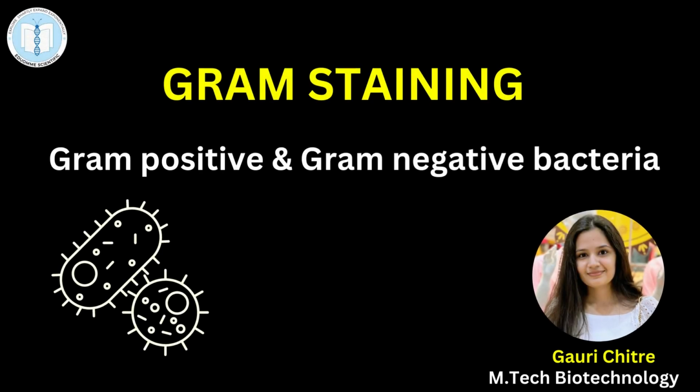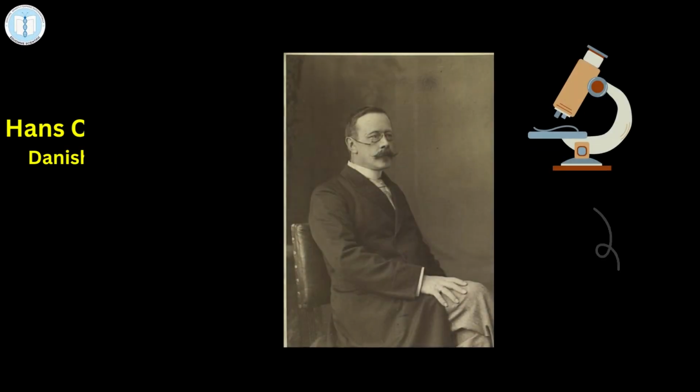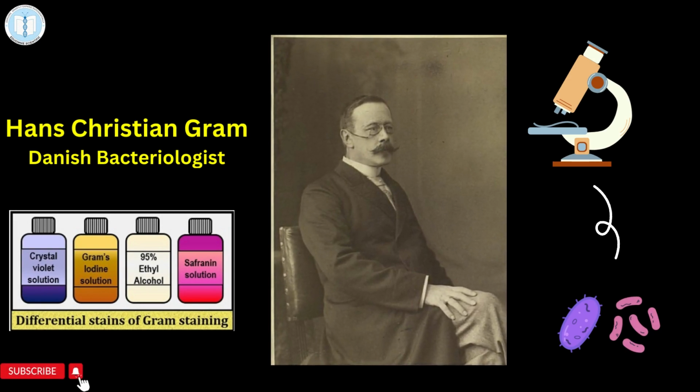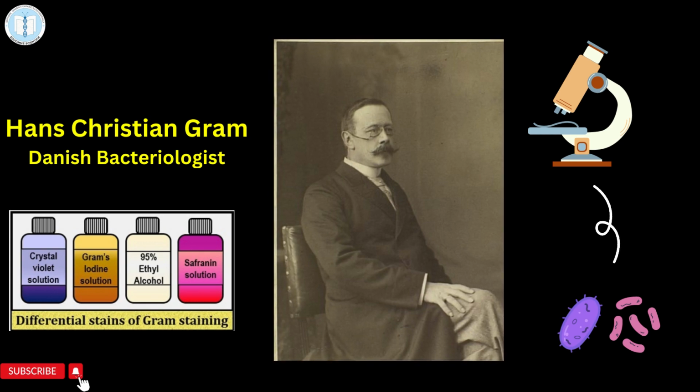In this session, we will be exploring gram positive and gram negative bacteria and its staining technique, which is one of the most important staining techniques in microbiology. The gram staining technique is named after the Danish bacteriologist Hans Christian Gram, who developed it in 1882. Gram staining is basically the primary step for the initial identification and classification of bacteria into two groups, that is, gram positive and gram negative.